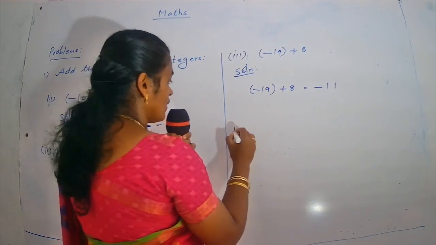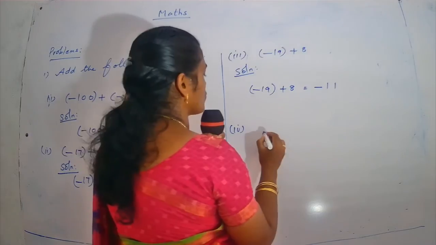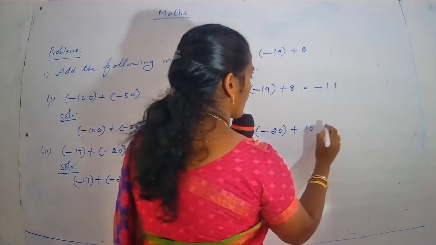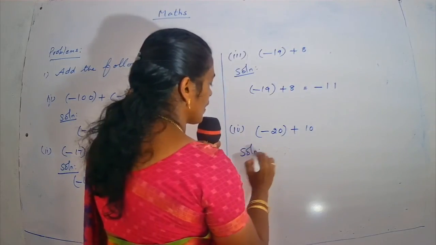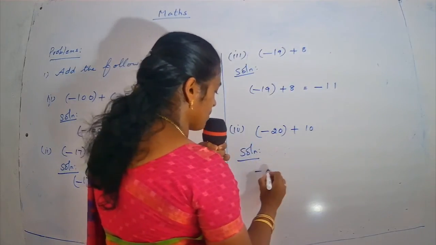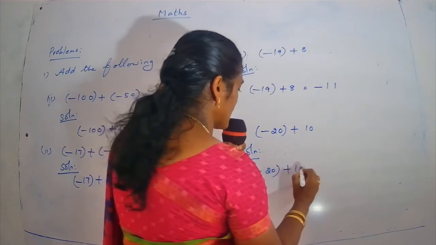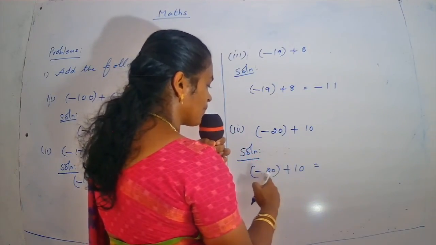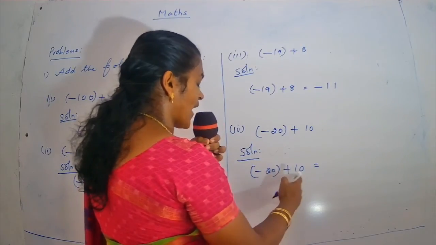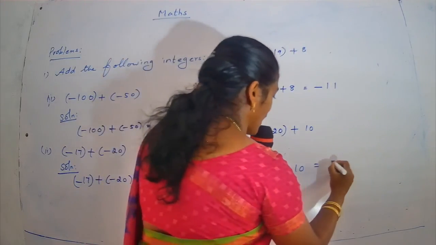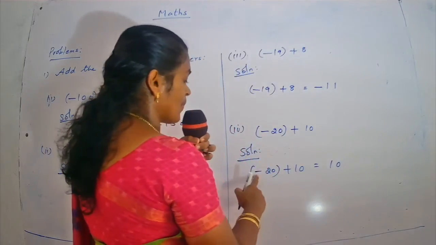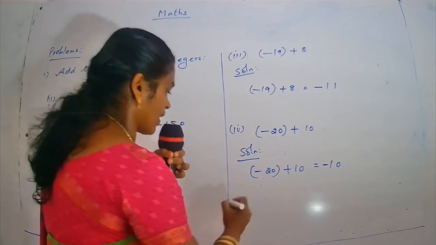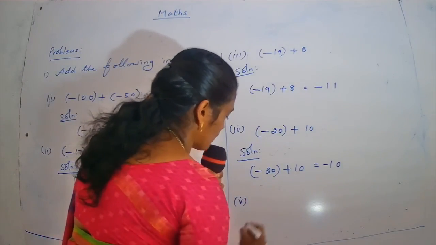Okay, clear? Now fourth question, same type of question. Minus 20 plus 10. So what is the answer? 20 minus 10, that is we find the difference. 20 minus 10 is 10. What is the bigger number's sign? Minus. So your answer is minus 10. Then again one more example, fifth question.